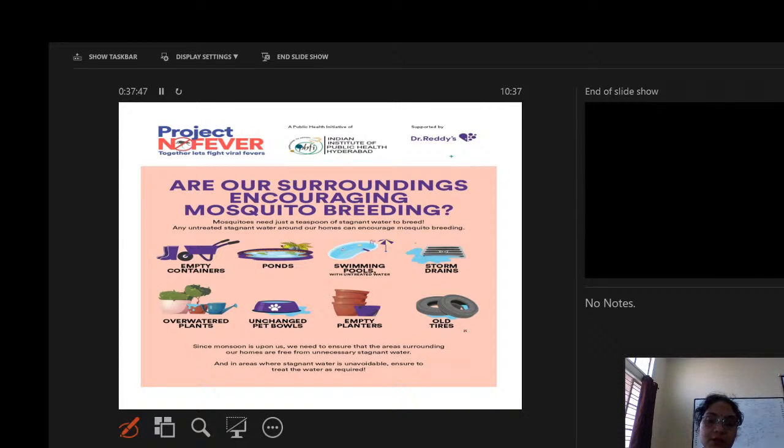Paper cups after drinking tea or coffee, coconut shells, and flower vases outside or inside your home. All these are mosquito breeding sites. Okay, since monsoon is upon us, we need to ensure that the areas surrounding our homes are free from unnecessary stagnant water, and in areas where stagnant water is unavoidable, ensure to treat the water as required.